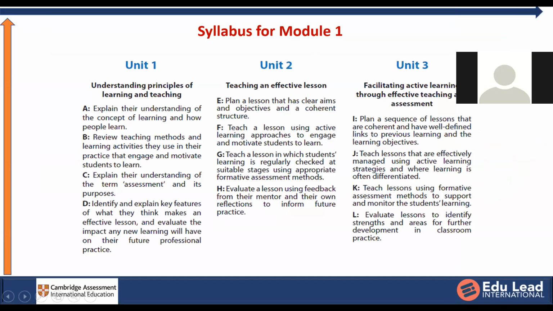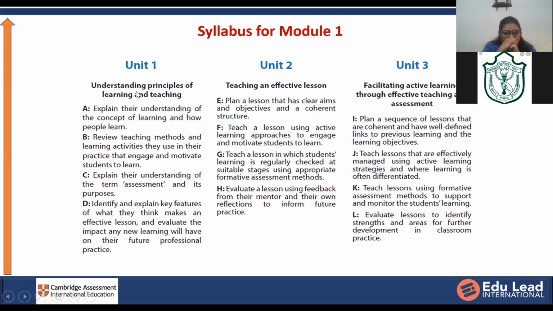Okay, so let's just relook into what are the things which we did in our module 1, right? And what is that which is expected of us. So in unit 1, we studied about the principles of learning and teaching, and we did learning outcome A, B, C, and D. In unit 2, we studied about how to go about and create an effective lesson. And there were E, F, G, and H learning outcomes that we tried to achieve. And in unit 3, it was actually facilitating the active learning through effective teaching and assessment, right? And so then we went ahead and did learning outcomes I, J, K, and L.